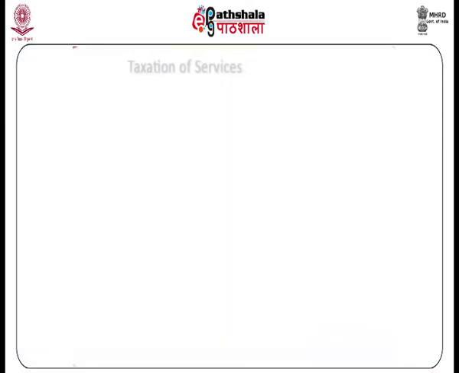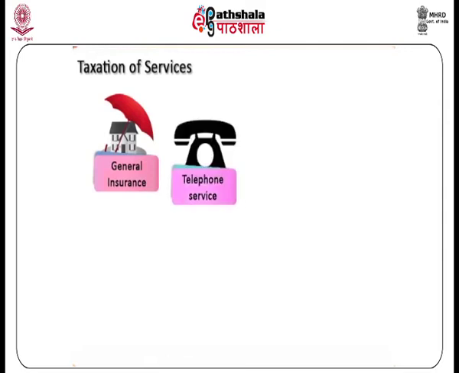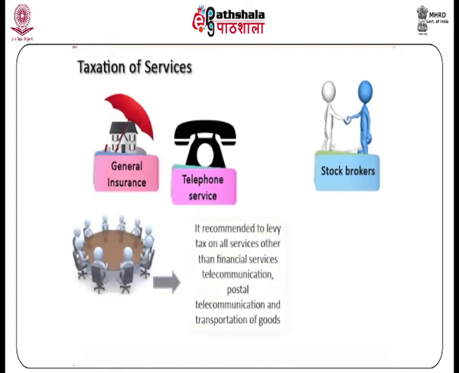Union government, using the powers from the residuary entry in the Union list, levied this tax with effect from July 1, 1994. Initially, this tax was levied on three services, viz. general insurance, telephone service, and service provided by stockbrokers at the rate of 5%. The report of the advisory group set up by the Planning Commission recommended that the central government should allow the states to levy tax on all services other than financial services, including all insurance services, telecommunication, postal telecommunication, and transportation of goods and passengers by air, sea, and rail.